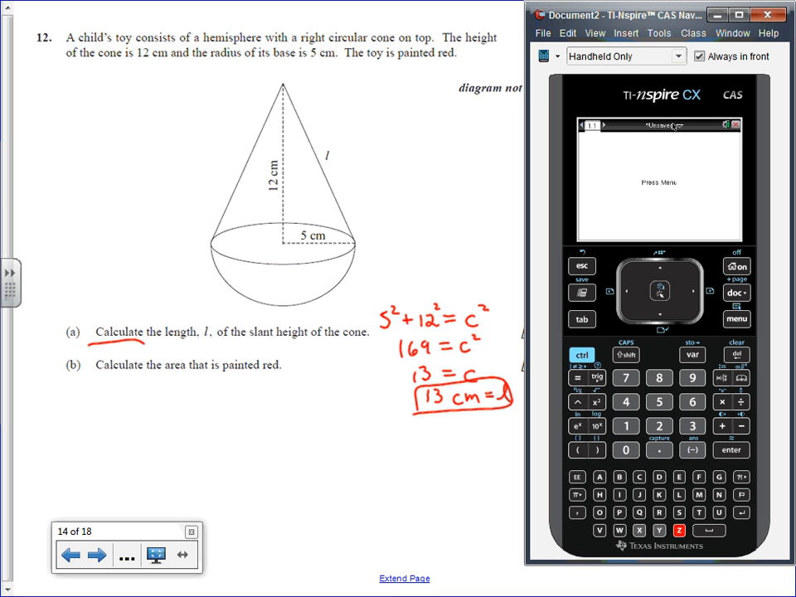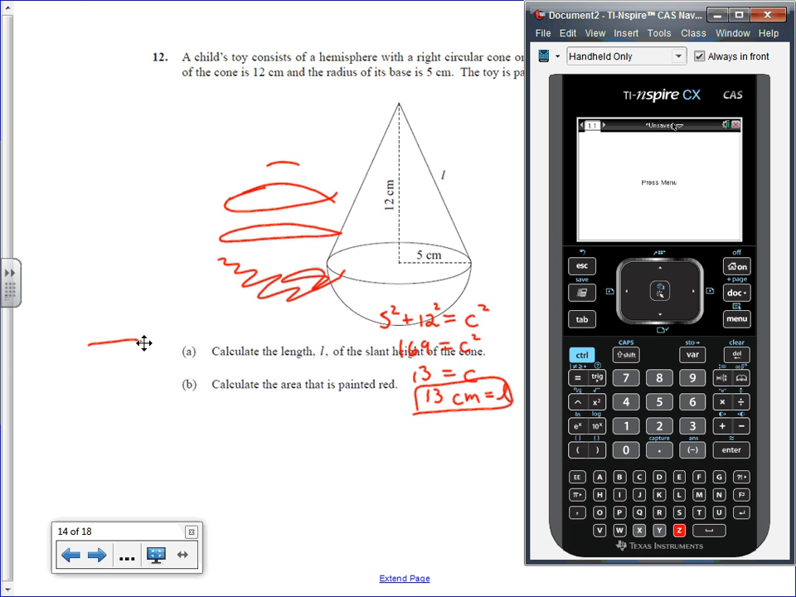Calculate the area that's going to be painted red. This is a surface area question, and you just have to think about the surfaces that are actually going to be painted. The actual physical circle that is right here is not going to be painted because it's internal to the toy, right? It's inside the toy. We are going to be painting all of the side of this hemisphere and around the edge.